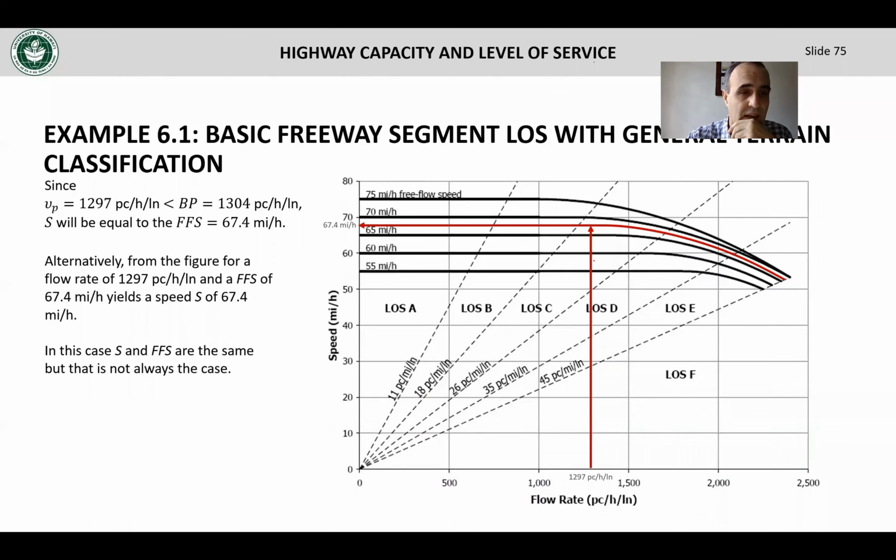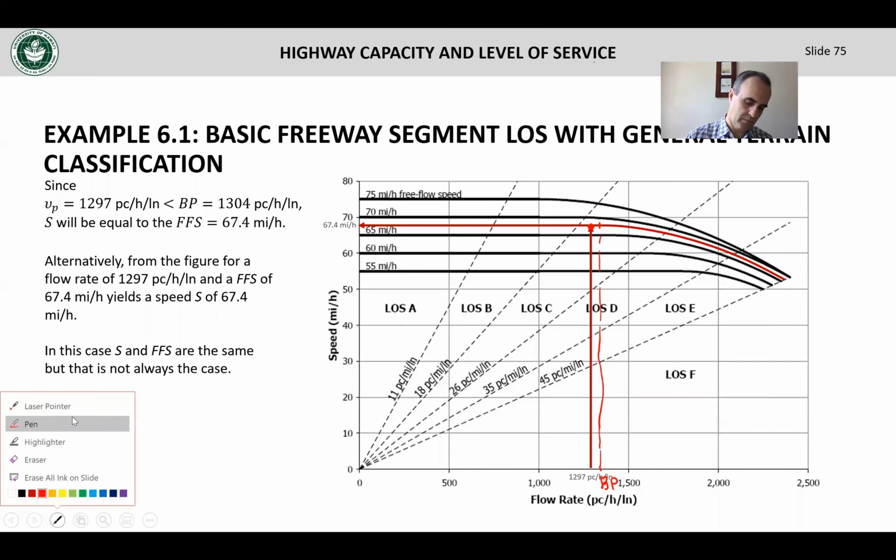But it's as simple as that. Here we're saying the breakpoint is somewhere over here, and we just are on the right. Actually, it should be even closer to somewhere over there. Okay, that's the breakpoint. And since in this case we get something smaller than the breakpoint, we have a constant. We are on the flat portion, so that's the speed.